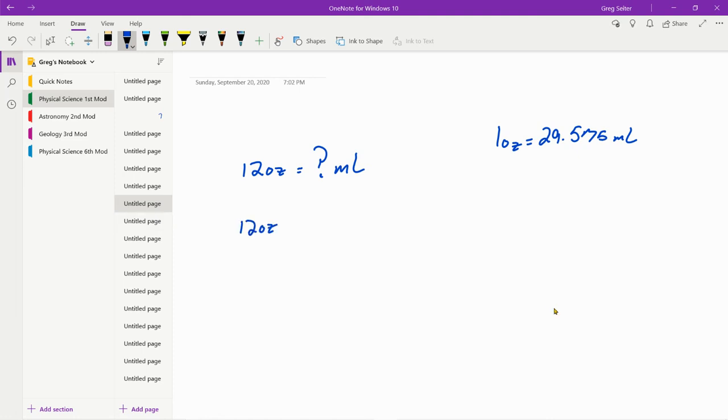Okay, so now let's just come back down here. 12 ounces over 1 times 1 ounce is 29.575 milliliters. Okay, cancel out our ounces. 1. And whatever you get up here will be in milliliters divided by 1, and that's your answer. Bang. All right, let's look at the next one.